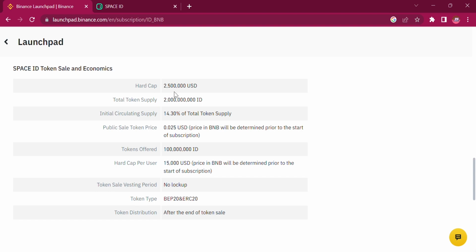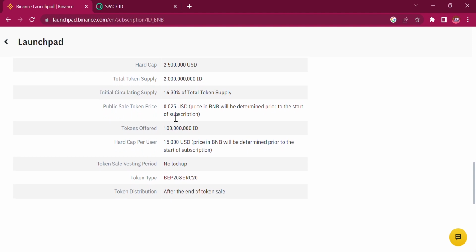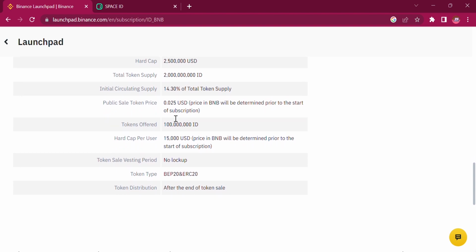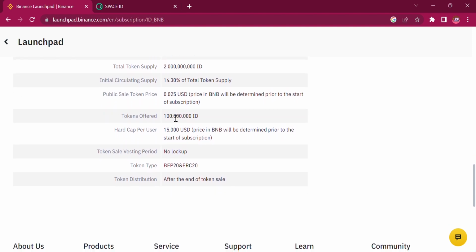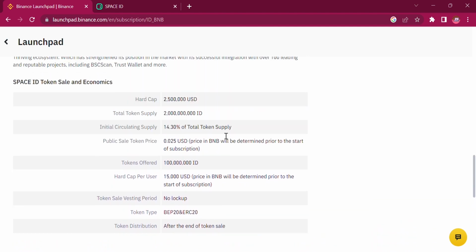So this is a hard cap. We have a 2.5 million USD hard cap. We have the token supply of 2 billion IDs and the initial circulating supply. Basically, these are the tokenomics, and the public sale token price is 0.025. Tokens being offered for this particular one is 100 million, right? And then the hard cap per user is 15,000. So for every user, 15,000 USD. That's the hard cap per user, and all the other information you need, right?